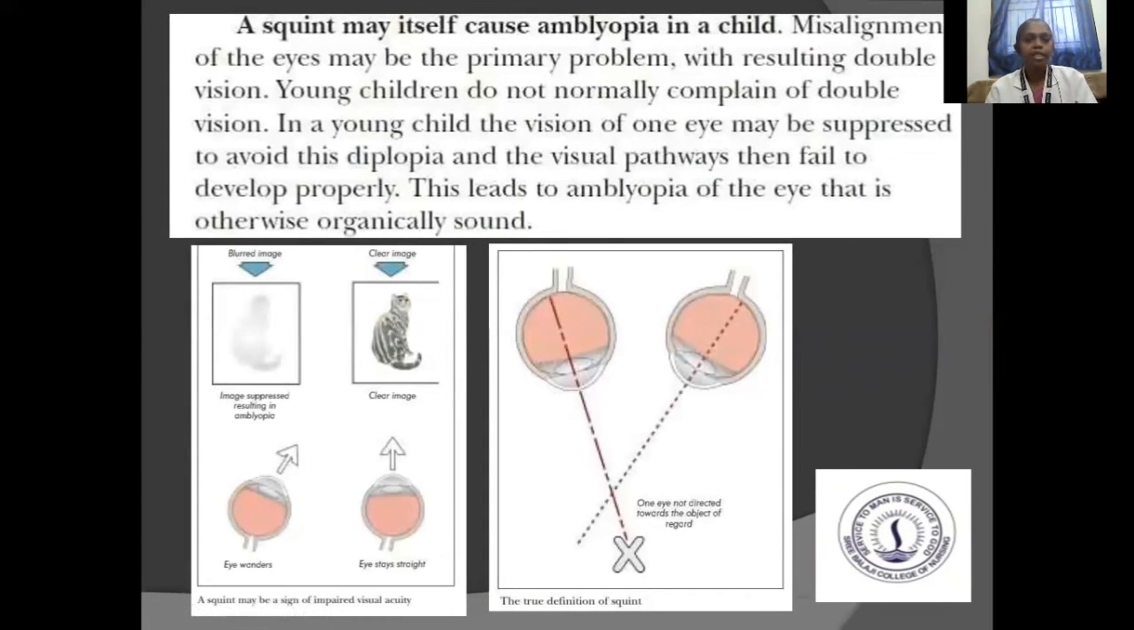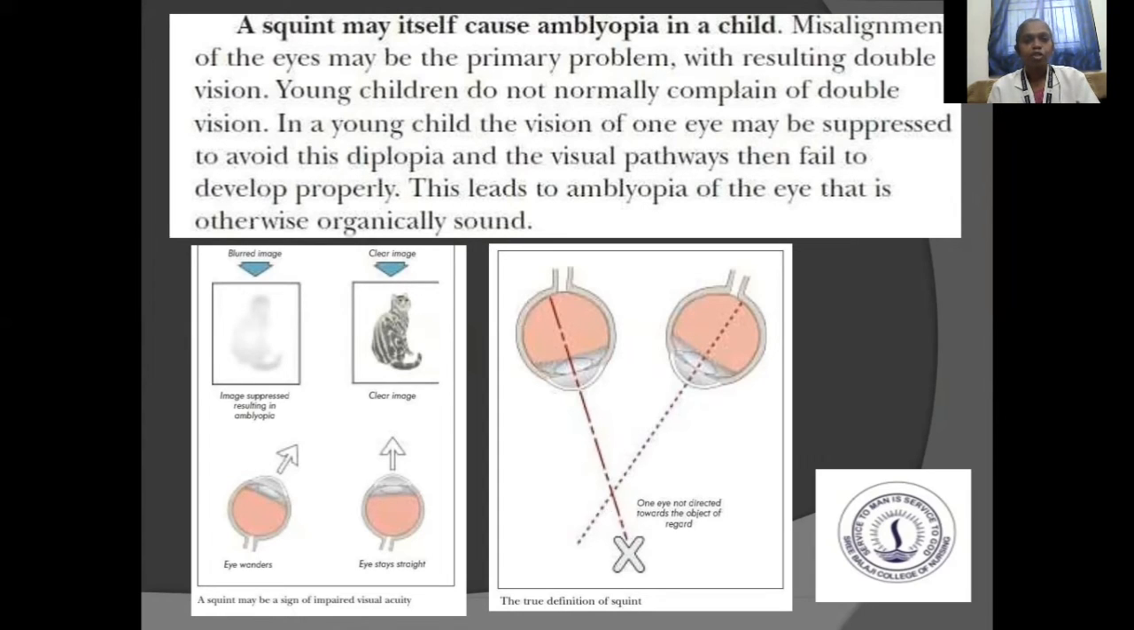A squint may itself cause amblyopia in a child. That is, the misalignment of the eye may be the primary problem, with resulting double vision. Since the eyes are not reaching the same point, they may have some double vision problem. But since they are small children, they won't be able to make out that they are having a squint. As they grow, only then can they make it out.